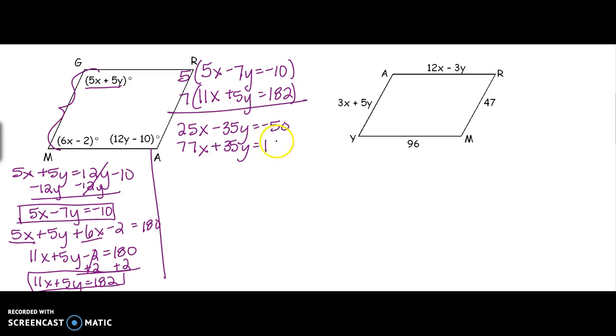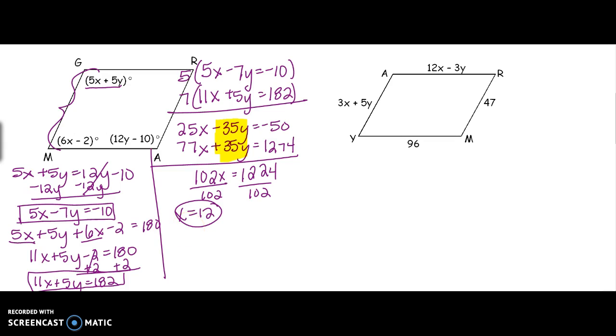It equals 1,274. Your y's will cancel, so you're left with 102x equals 1,224. Divide by 102, and your answer is going to be 12.